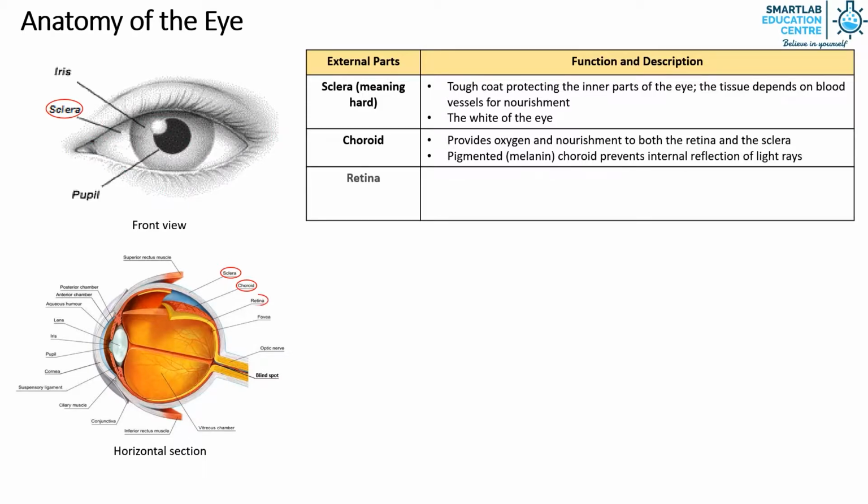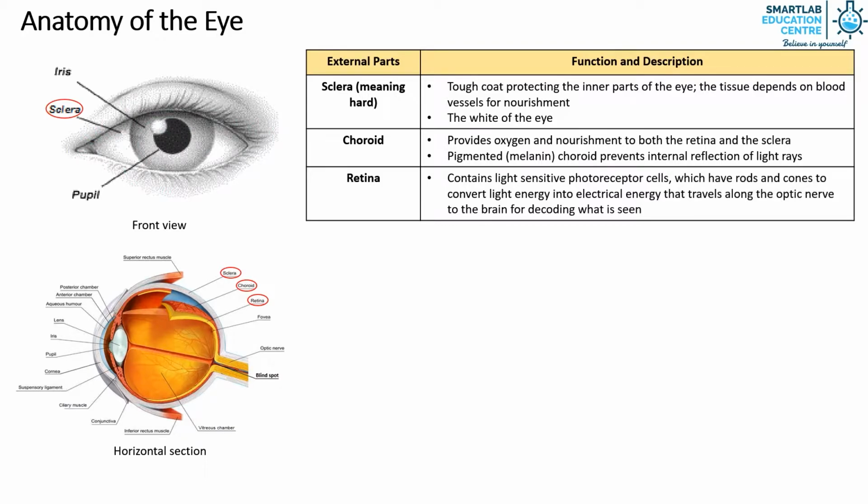The retina contains light-sensitive photoreceptor cells which have rods and cones to convert light energy into electrical energy that travels along the optic nerve to the brain for decoding what is seen.